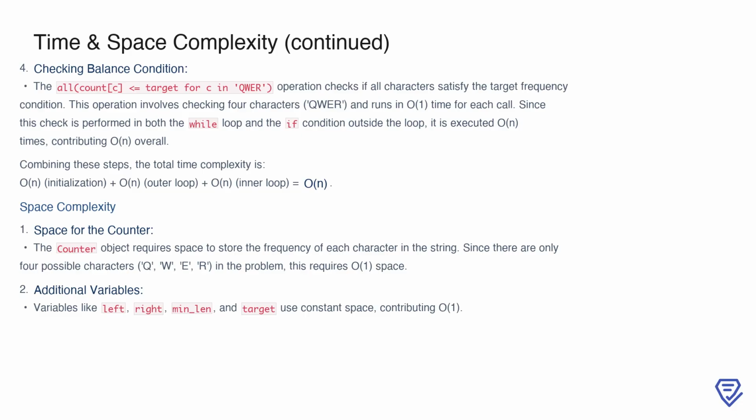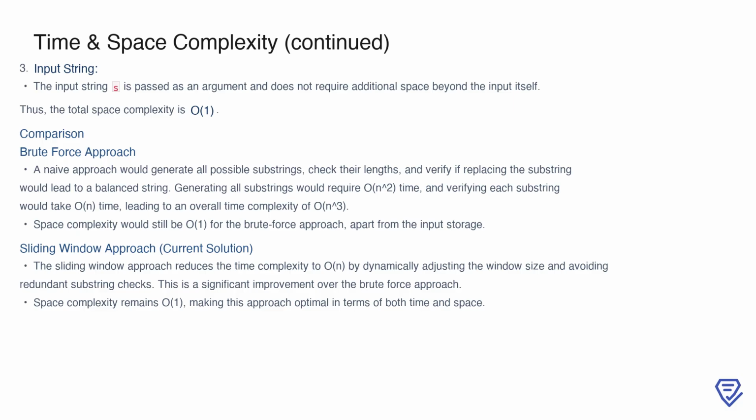Shifting to space complexity, the counter object is used to store the frequency of the 4 characters. Since the problem is limited to just these 4 characters, the space required here is constant, or 1. Similarly, additional variables such as left, right, min_len, and target also require constant space. Thus, the space complexity is 1. The input string S itself does not contribute additional space beyond what is already provided, as it is simply passed as an argument to the function. This means the total space complexity is still 1.